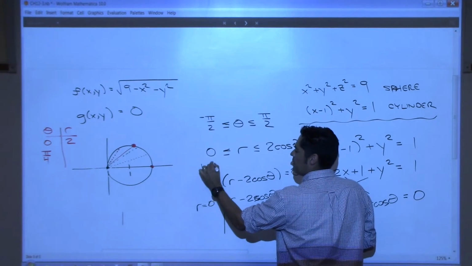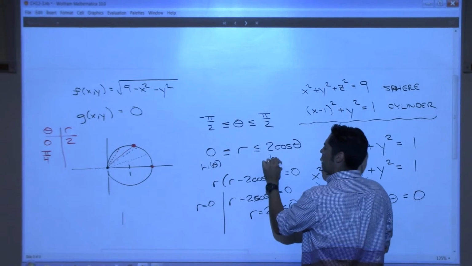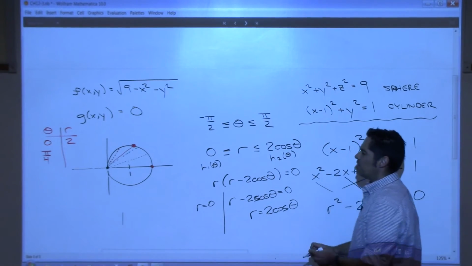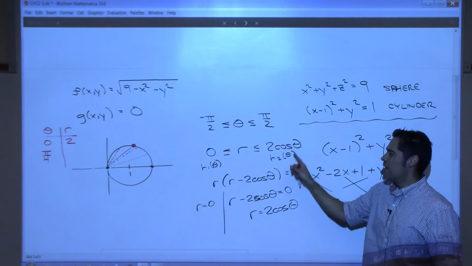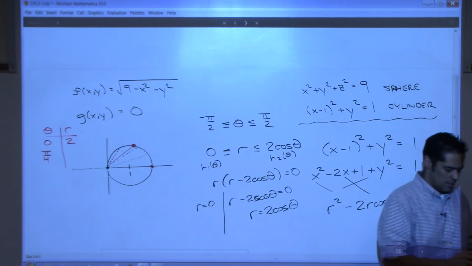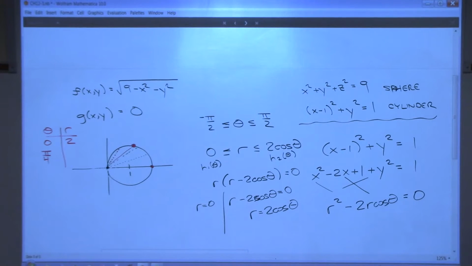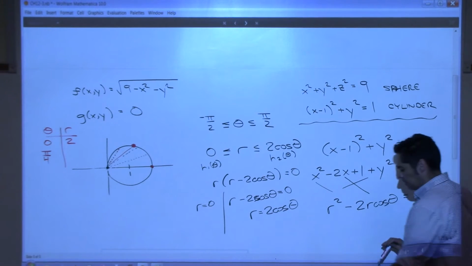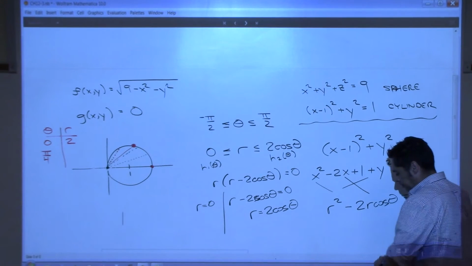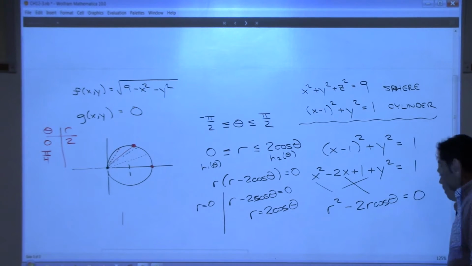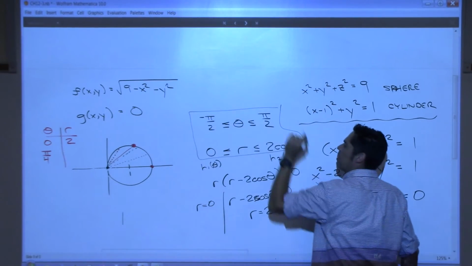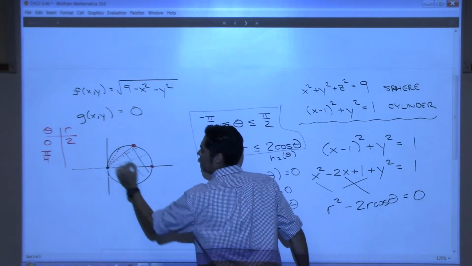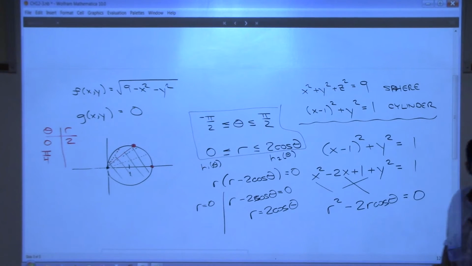This is h1 of theta. This is h2 of theta. Now this is a true function of theta, isn't it? Theta actually makes a difference here. This one doesn't make a difference. 0. Questions? This is what we were looking for, right? This is what we were hoping for, something that would draw this region. And I believe we've got it.